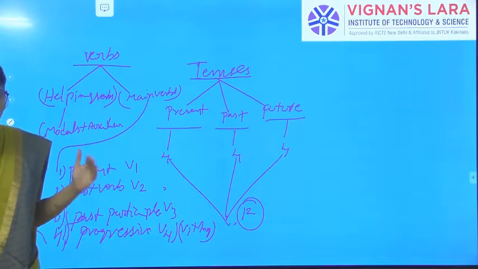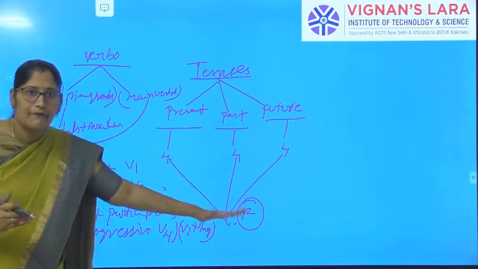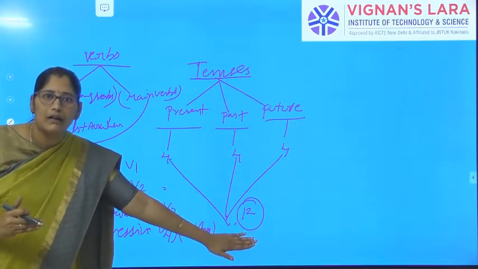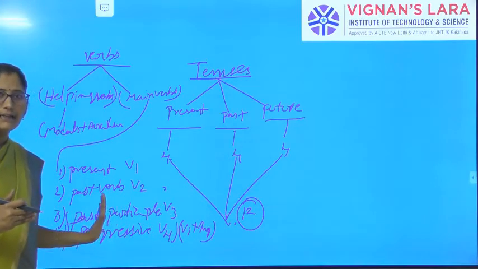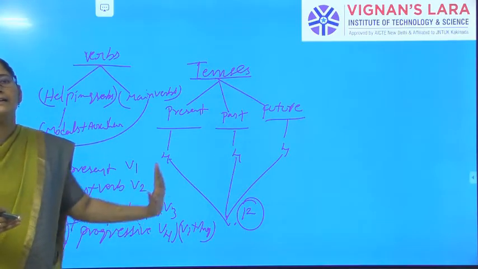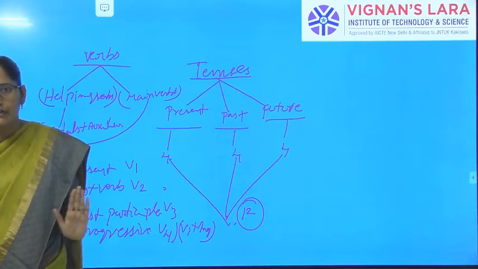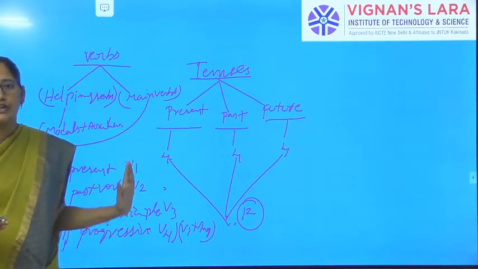Alright, the thing we have to keep in mind is that we have 12 tenses, and all 12 tenses take different types of verbs in the structure. That would be clear to you. Then we'll go through the structures one by one.